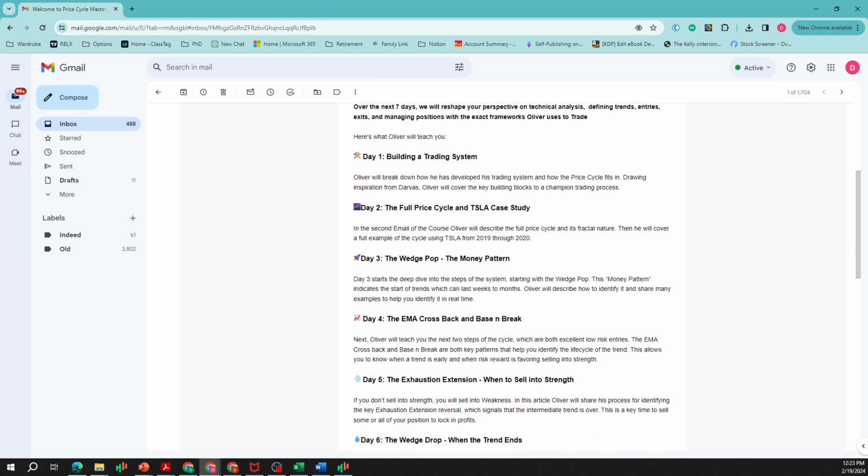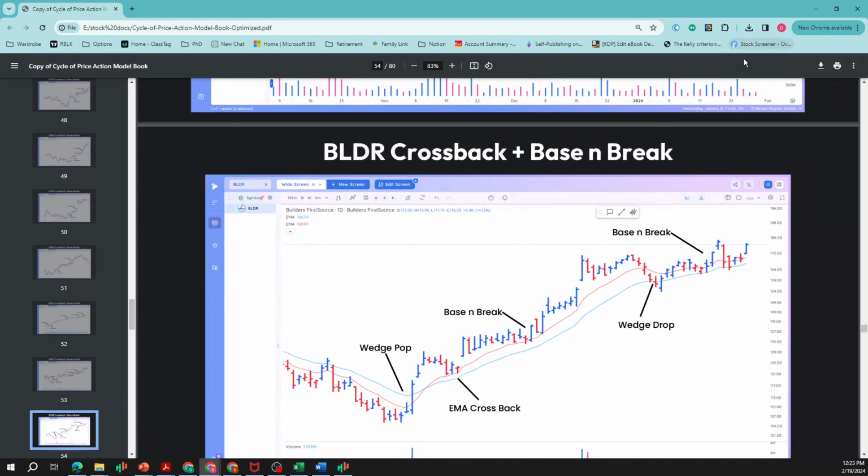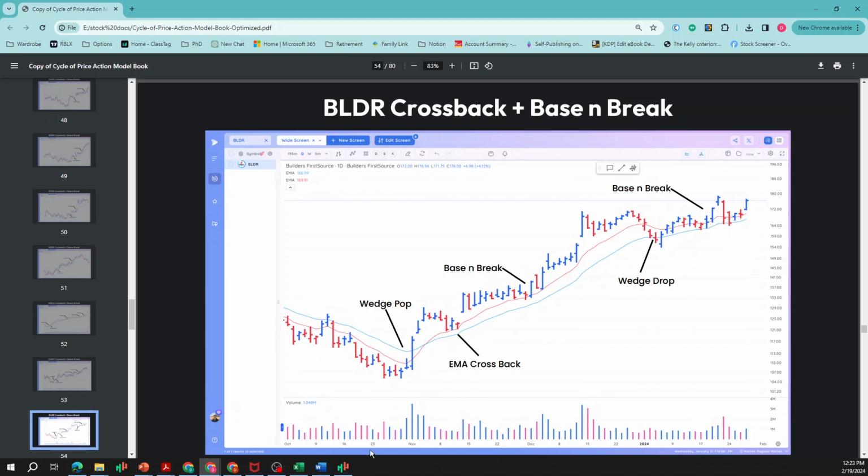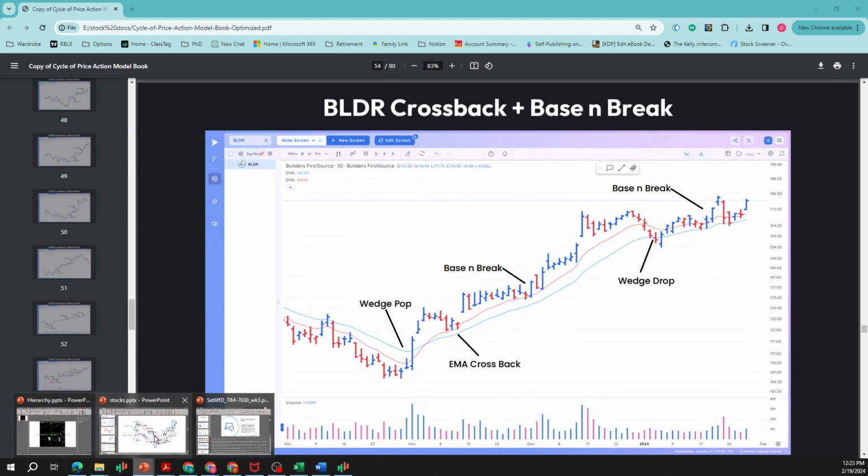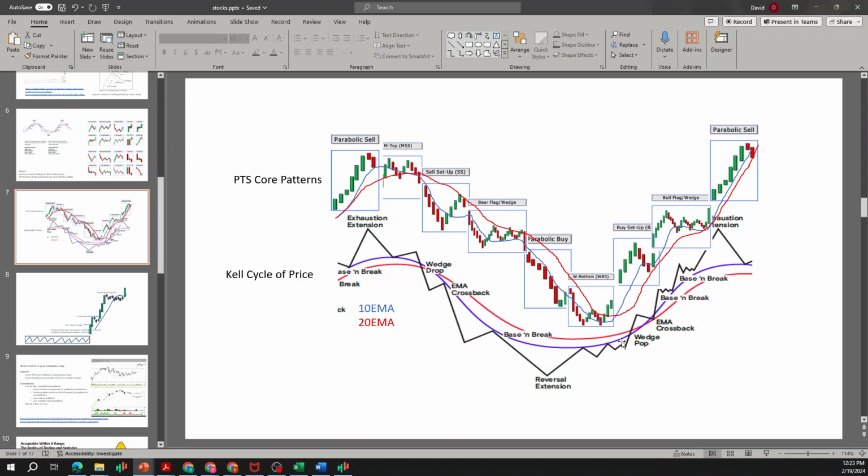I'm not going to show you the full day one, but take this model that Oliver has here. Essentially we're looking for a wedge pop back to the moving averages after they're sloping down, and the price starts to grind up into the moving averages, and then it pops out, and then you have the first crossback, which is the EMA crossback. Whether you call it a W bottom setup or a buy setup, it doesn't matter. It's just the ability to recognize these patterns as they're forming and know what to do whenever you see them. That's the key.